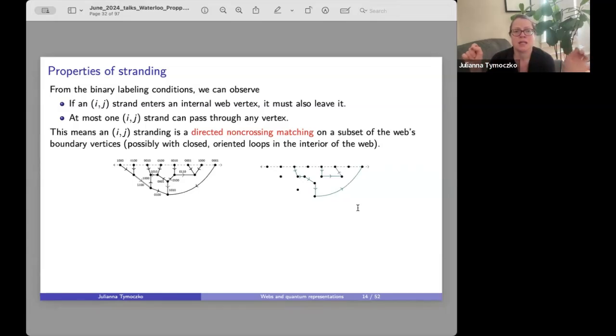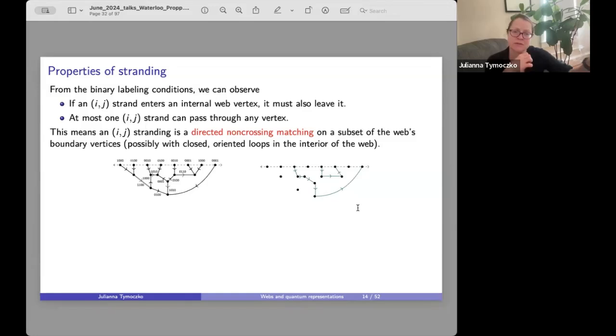Anytime that a strand enters an internal web vertex, it's also going to leave that vertex. There's also at most one strand going through any vertex. So it's never going to get trapped at an internal vertex, and you can't have multiple strands of the same type or same color coming into a vertex. And so what this means is that each part of the IJ stranding forms a directed non-crossing matching on a subset of the web's boundary vertices.